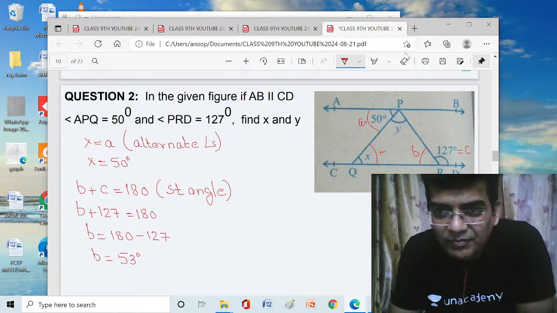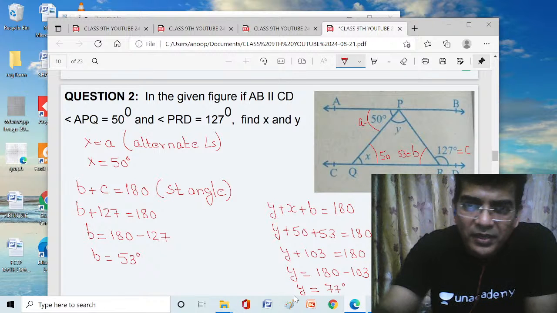Now there are many other ways of calculating it. Not only this way, there are many other ways. So it's up to you which way you want to calculate it. See, one of the students could have done like this, that 50 plus y, these two angles together, they are alternate to 127. So 50 plus y is equal to 127. That's the other way of solving it. Reason, they are alternate angles. So you could have solved it that way. So it's up to you.